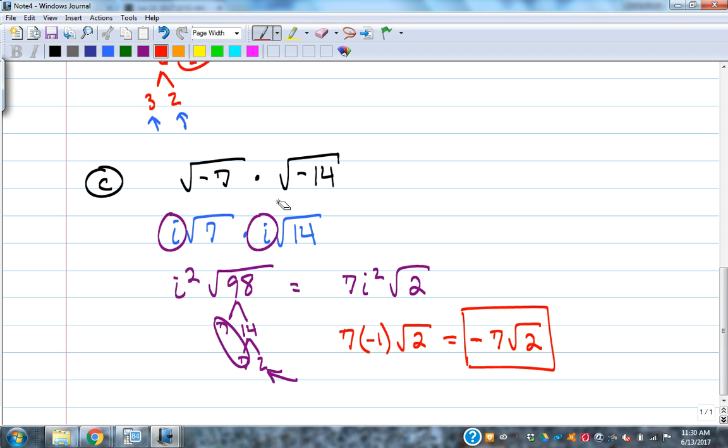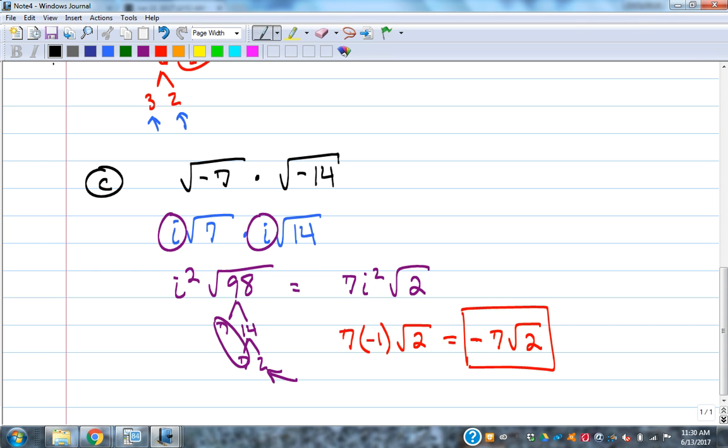If I had multiplied at the beginning negative 7 times negative 14, I would have gotten positive 98, and I would have lost the negative sign that's there. So that's why, when there are negatives under the radical, you want to take care of those first and put i's out here, because it messes up the sign of the answer. That's why you need to do that first on the ones that have negatives on the inside.